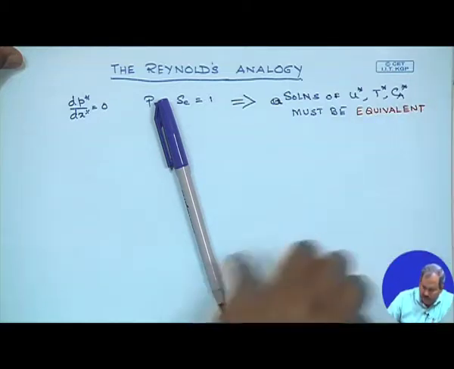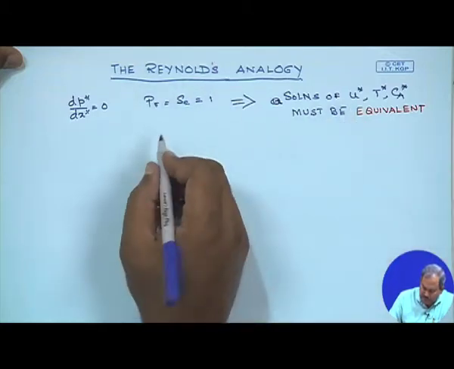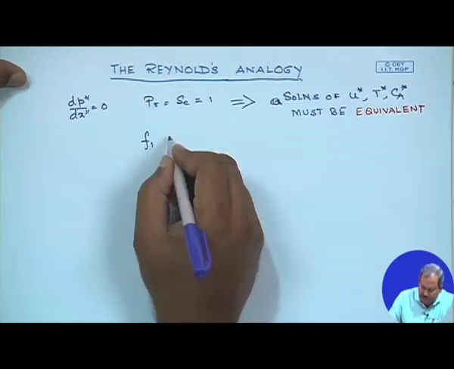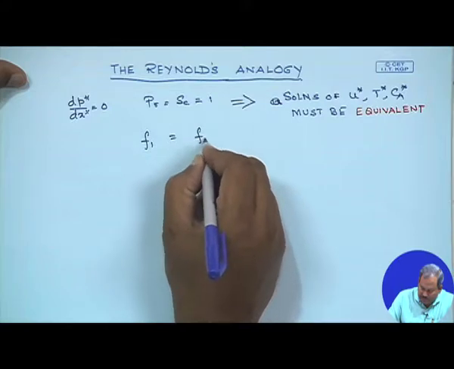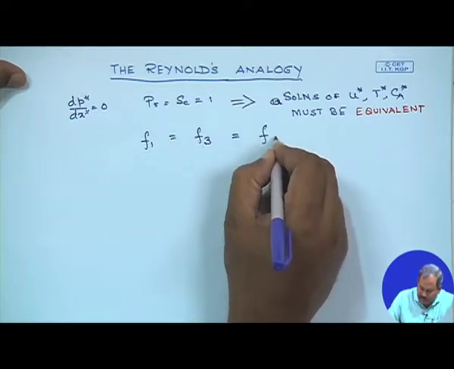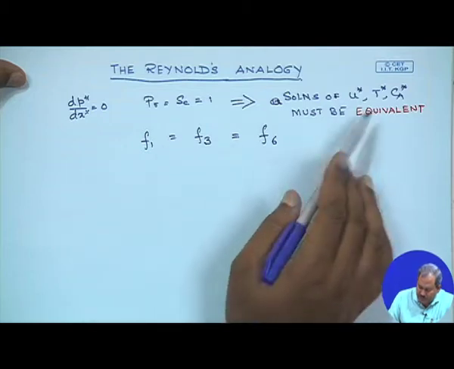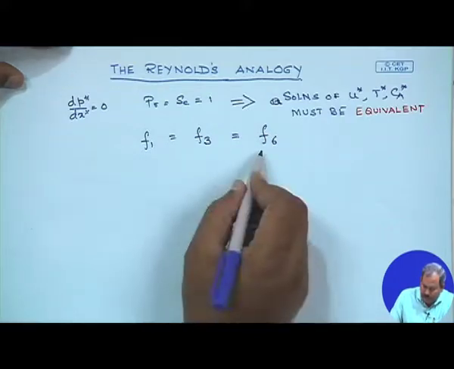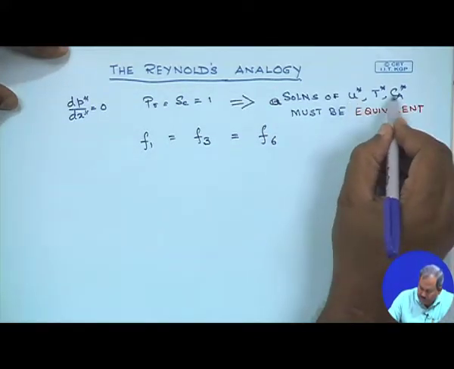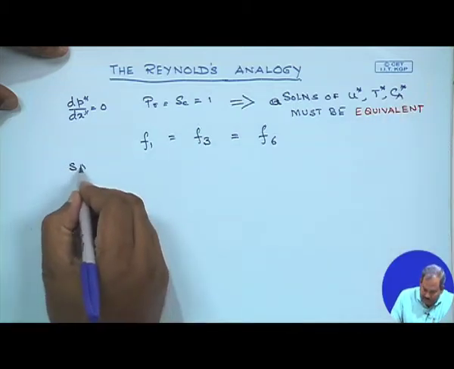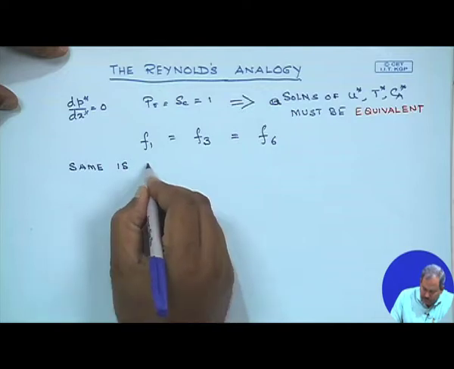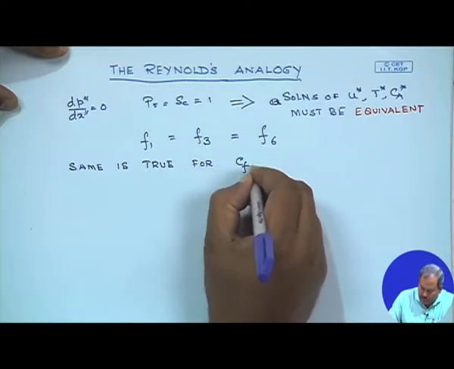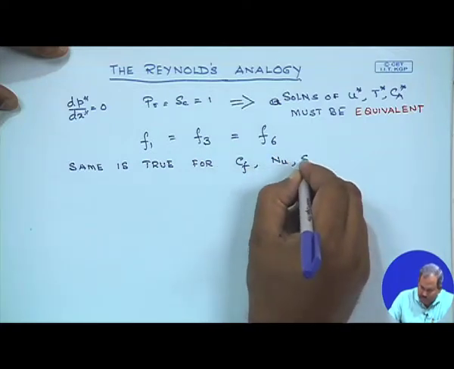So, this is what analogy is, and if you look at your class notes, the u star is essentially expressed in terms of function f1, t star was expressed as f3 and cs star was expressed in terms of f6. So, f1 must be equal to f3 and is going to be equal to f6. So, since the solutions of these are equivalent, same is true for Cf, the friction coefficient, Nusselt number and Sherwood number.